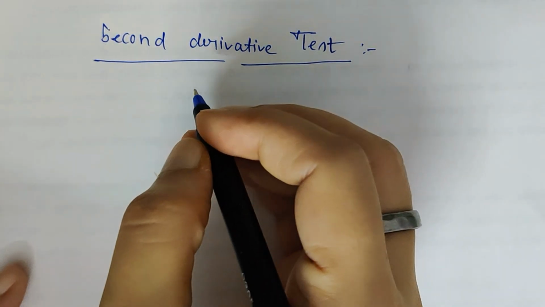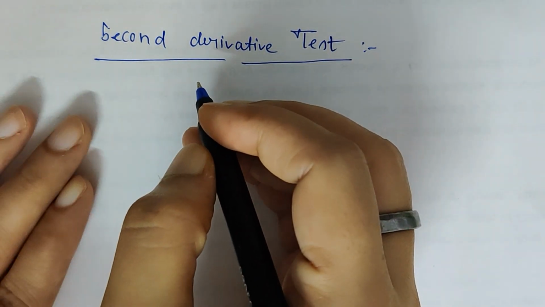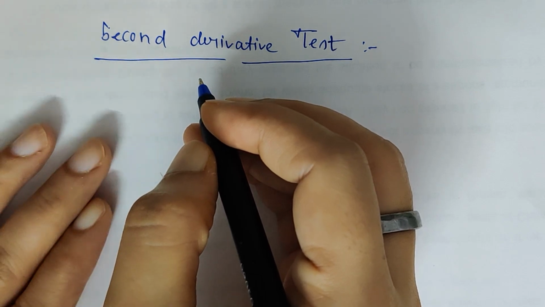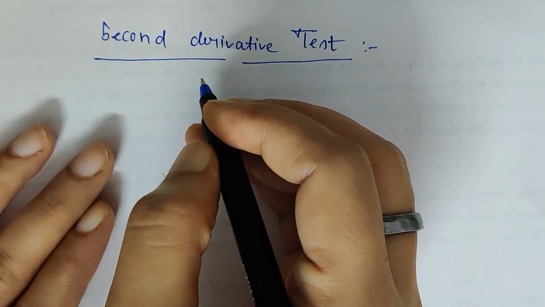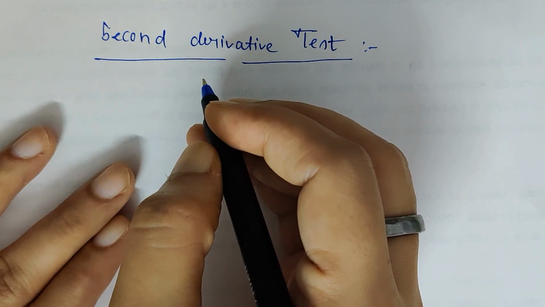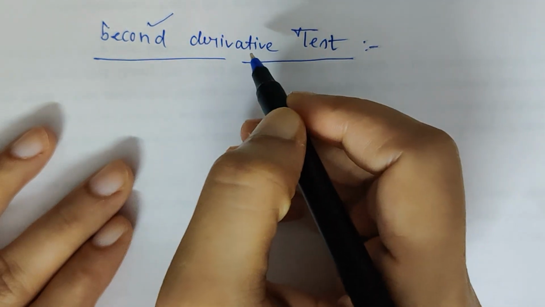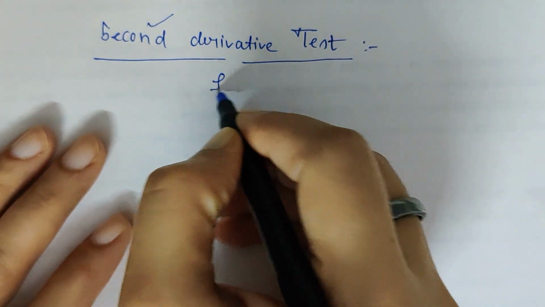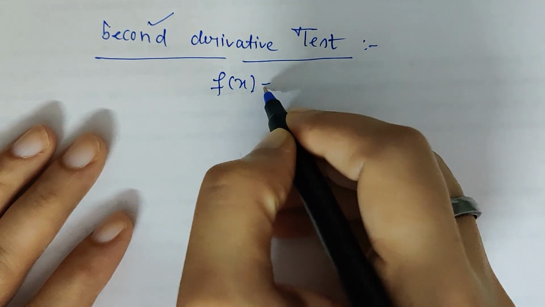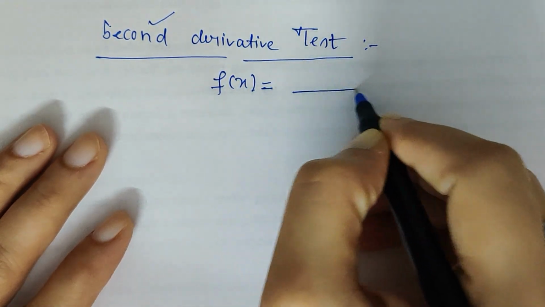This continues the previous video about the first derivative test. In this video I'm also going to give an algorithm for the second derivative test, and when and where it is used. From the name itself it is clear that differentiation will be done two times. So obviously we will be given one function for which we have to find local maxima or minima.